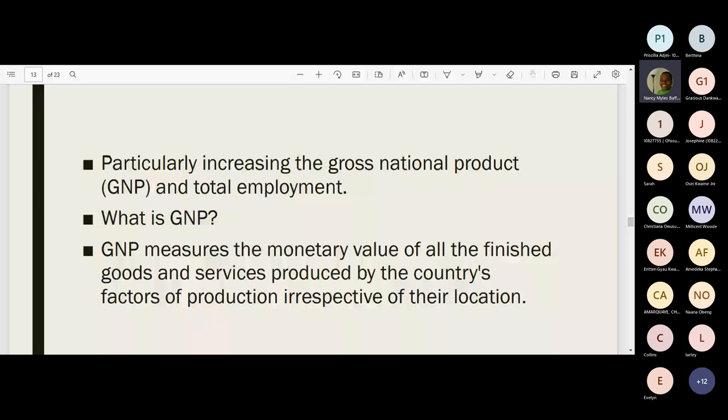I'll post it, particularly increasing the gross national product. That's what Madam said, and total employment. What is gross national product? What is GNP?